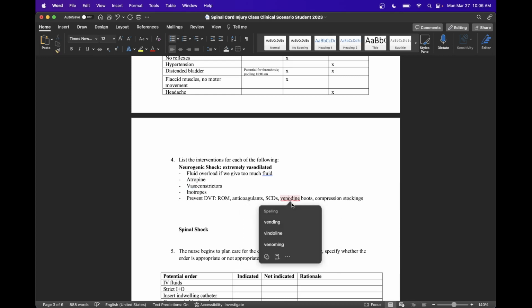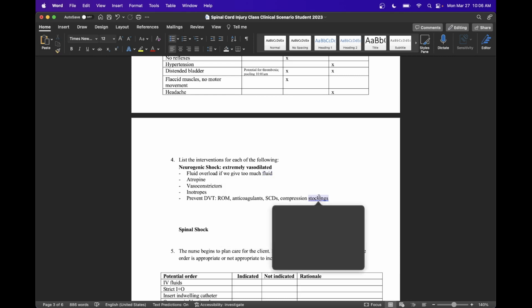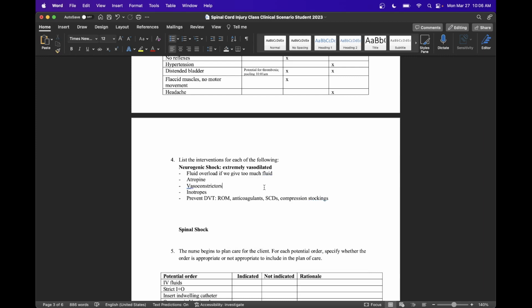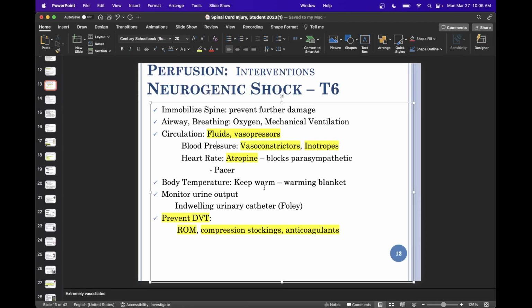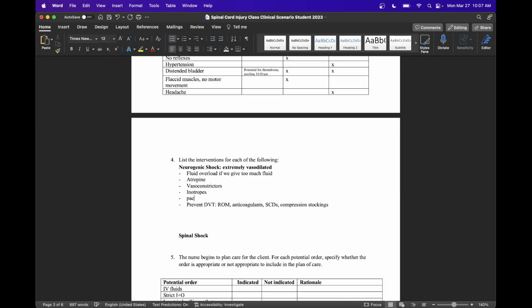With all this vasodilation, our skin is warm and dry, but what's our core temperature? We're hypothermic. So we might warm the fluids, or put a warm blanket on the patient. They might need what's called a Bair Hugger, a blanket that flows hot air through it.